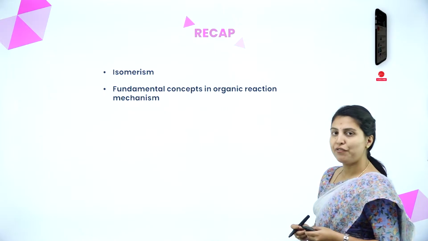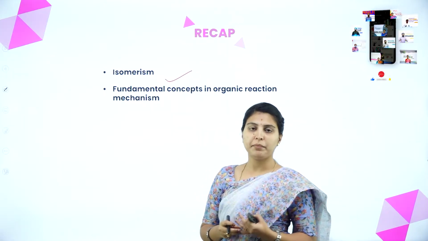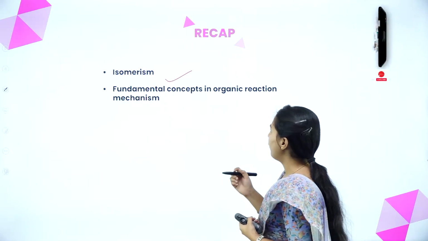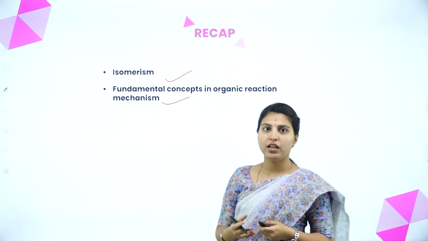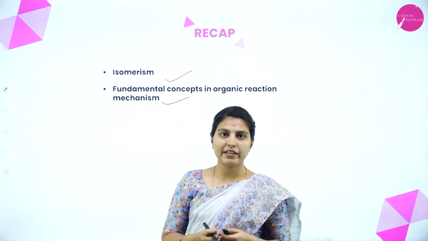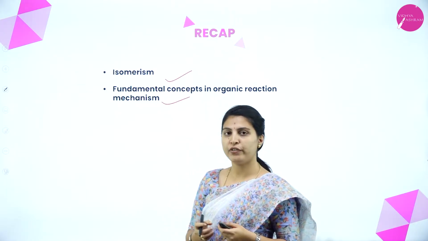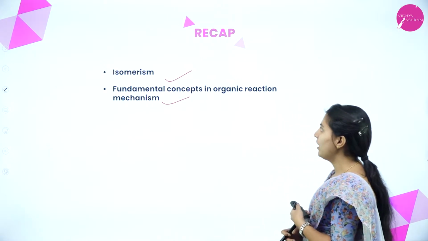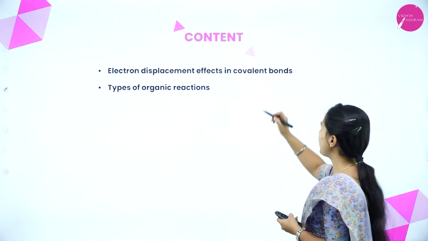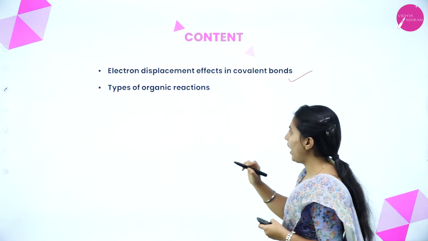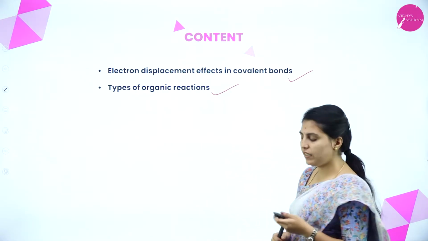In the last class, we have seen isomerism, the definition of isomerism, types of isomerism, and fundamental concepts in organic reaction mechanism like homolytic cleavage, heterolytic cleavage, what kinds of products will be seen in the different types of cleavages. So, in this session, we will see electron displacement effects in covalent bonds and types of organic reaction. These are the two contents we will see in this session.